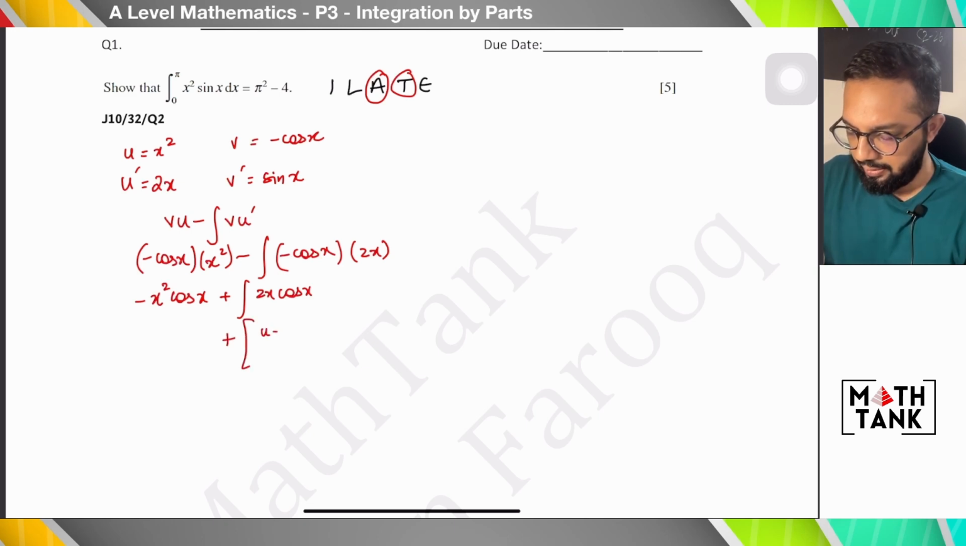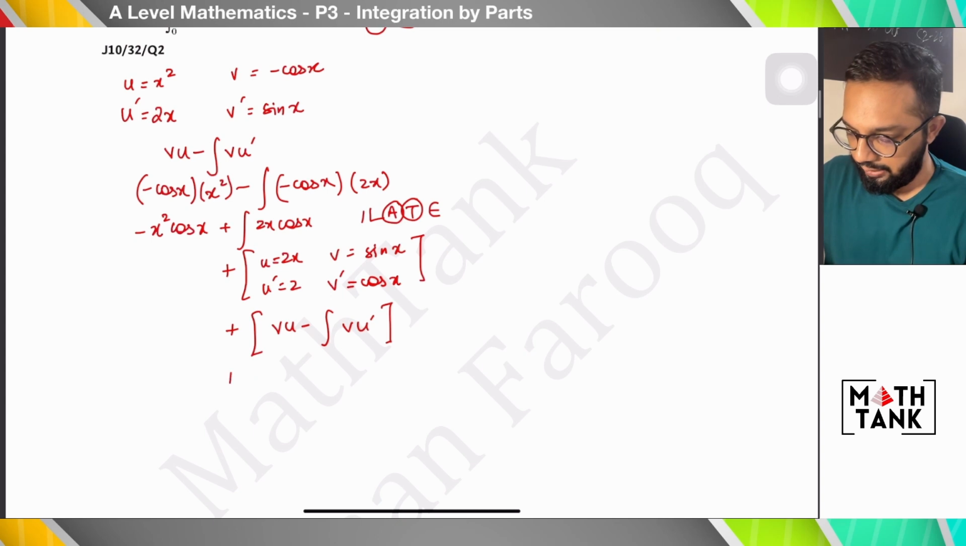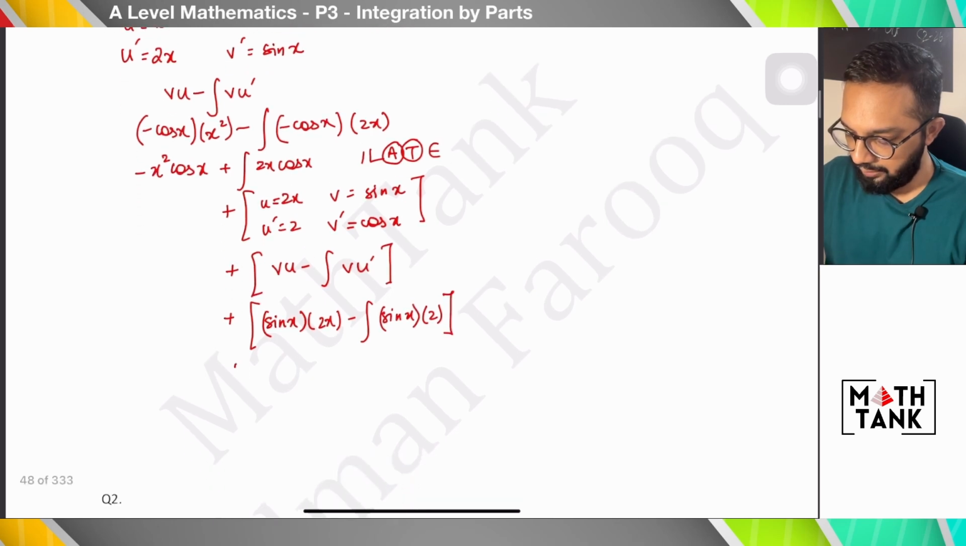Again, what I have here is again an integration by parts. So I'm going to again write the algebraic and the trigonometric categories, ILATE. So u dash is 2, v is the integration of cos x, which is sin x. So I get vu minus integration of vu dash: sin x into 2x minus integration of sin x into 2. So I get 2x sin x minus 2 times the integration of sin x.